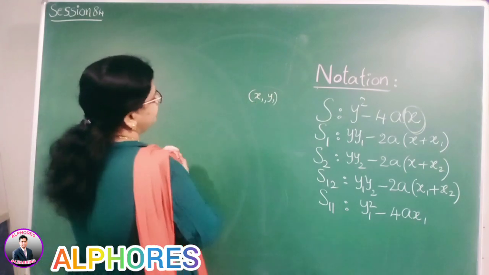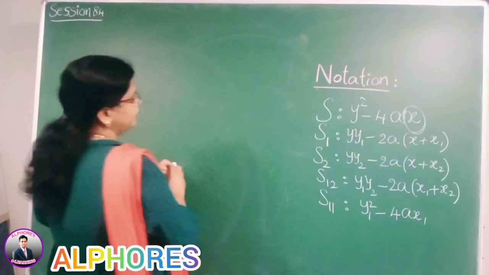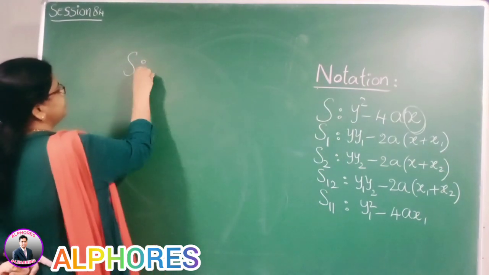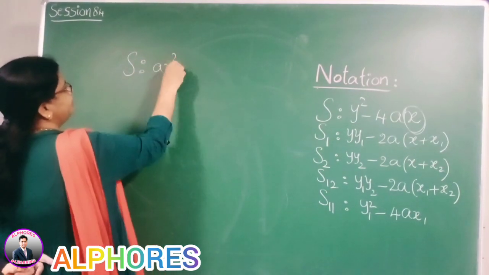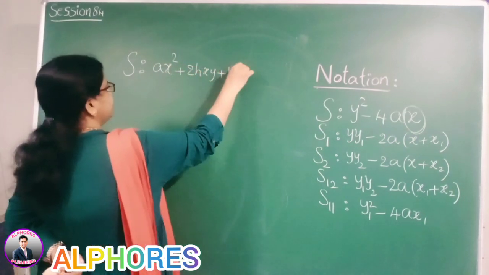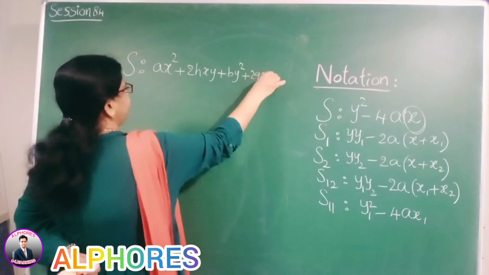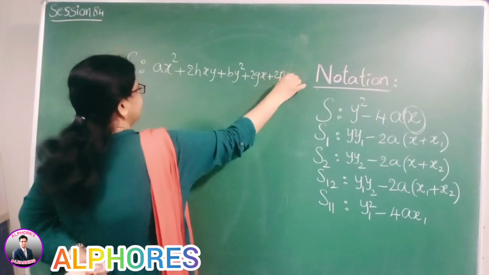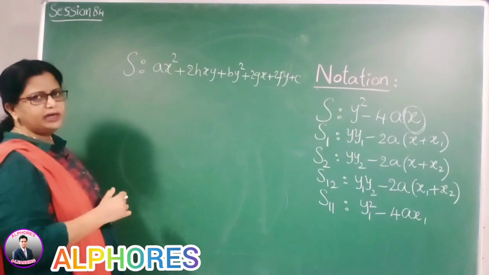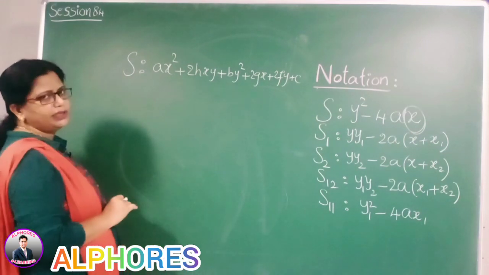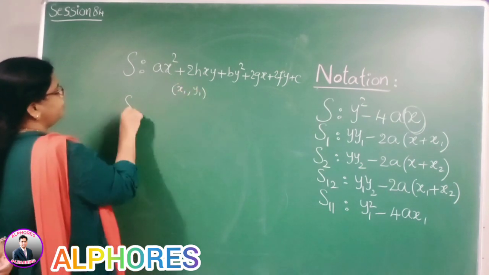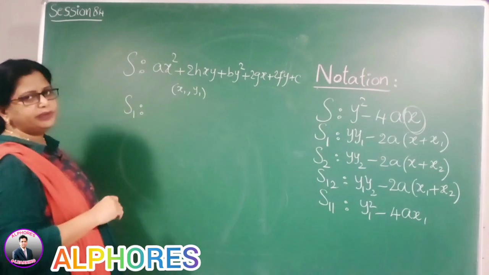Now sometimes we come across not only this one but the second degree non-homogeneous equation also. That is, suppose S is given as ax squared plus 2hxy plus by squared plus 2gx plus 2fy plus c. Suppose this is our second degree equation in x and y. Homogeneous you take or non-homogeneous, as a whole I am taking. Now for a point (x1, y1), how to write S1, how to write S1.